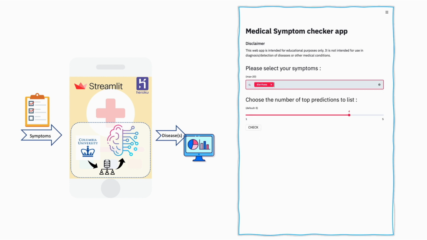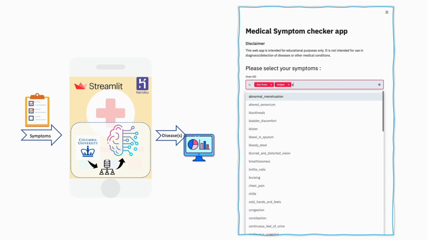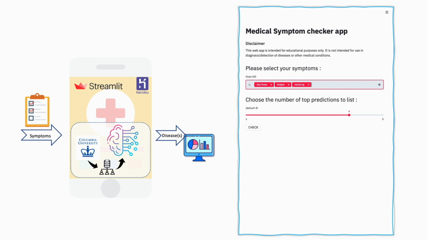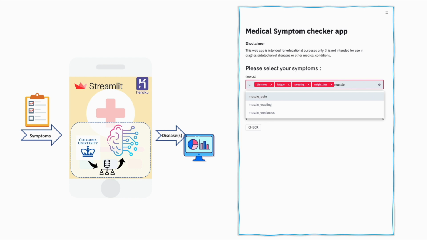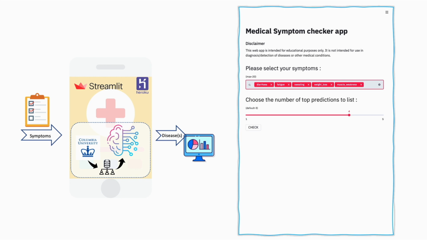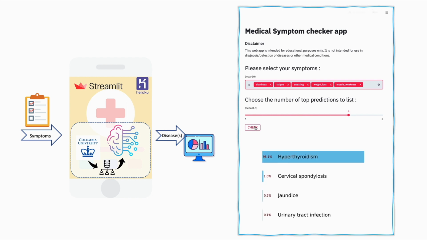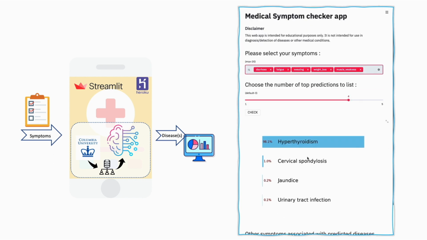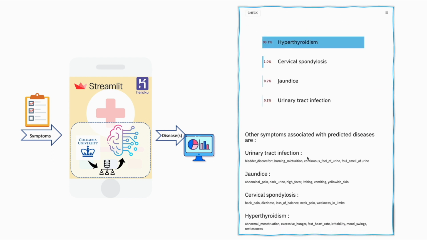Let's look at another example. Select few symptoms. Choose the top n predictions to list. Let's leave it at 4 and check. 98.1% chances for having hyperthyroidism and other associated symptoms.